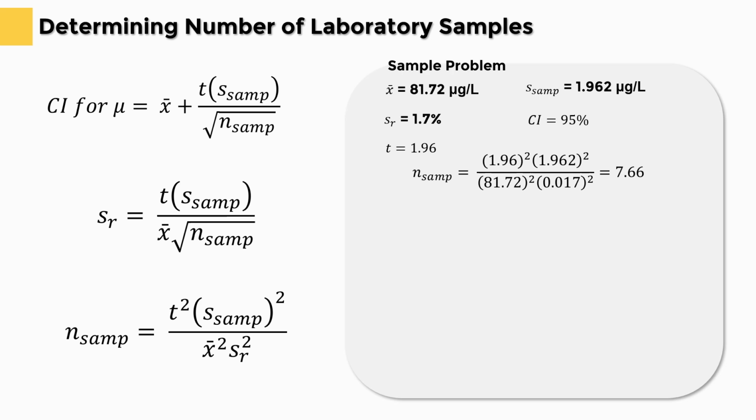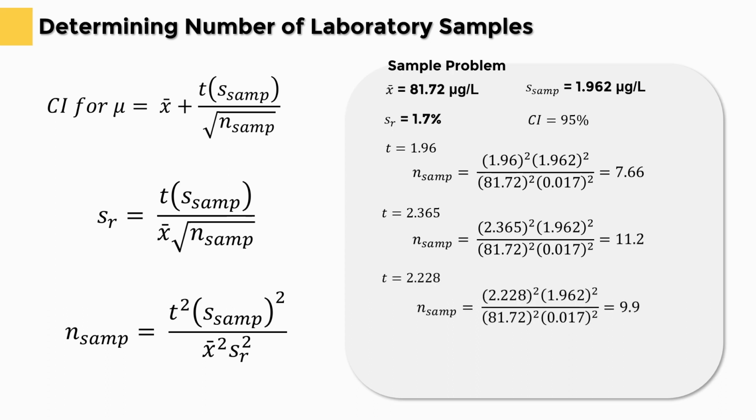Plugging in the values, we can obtain the number of samples as 7.66. Rounding the result to 8, we find that the value of t for 7 degrees of freedom is 2.365. Using this t value, we then find a second value for n, which is 11.2. Again, using 10 degrees of freedom, and t at 2.228, the next n value would be 9.9. The iterations converge with an n value of approximately 10.